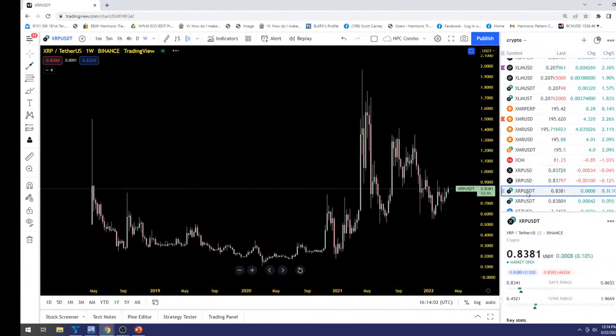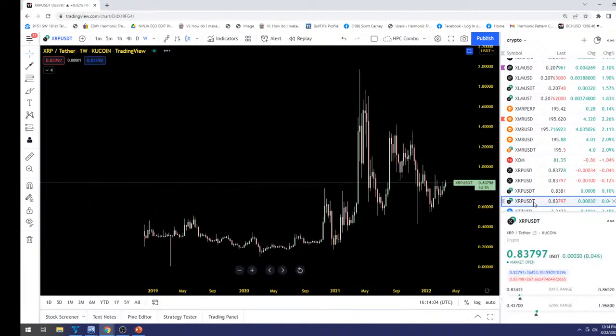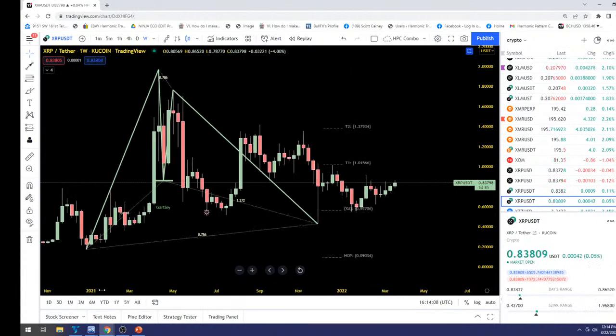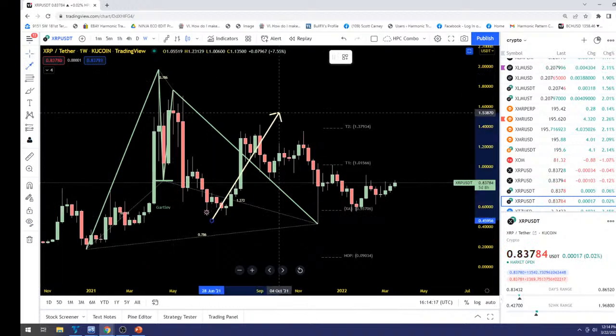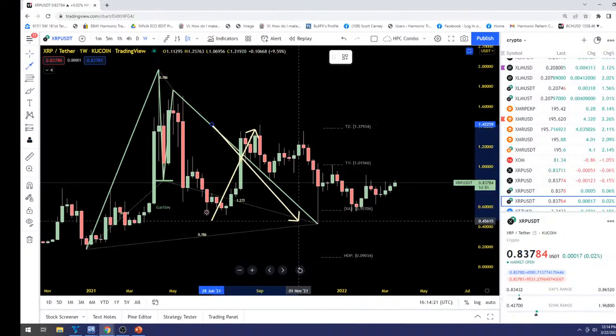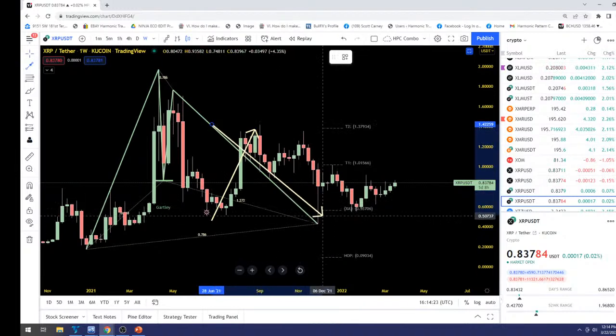Let's go to XRP Tether. There you go. Big Gartley. So here's an ideal Gartley because your B point is exactly at the 618 as defined by the algos. And we know we had the type 1 and came back for the type 2. Actually did a secondary retest.